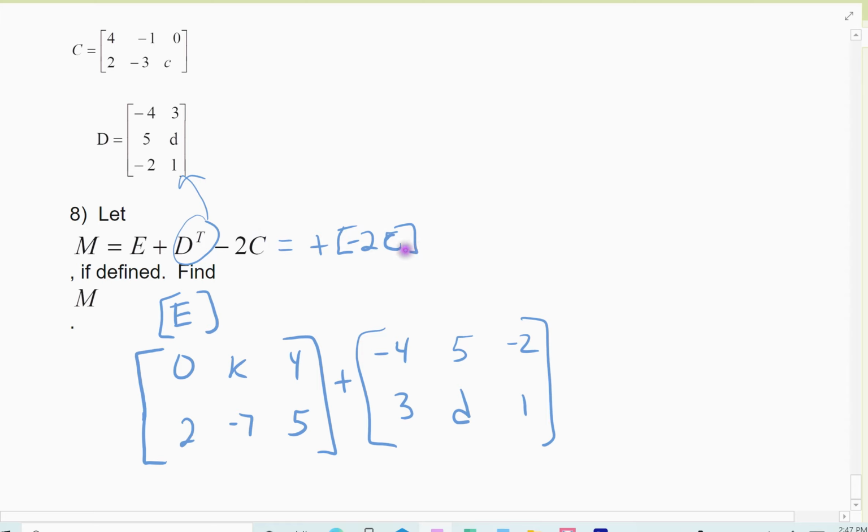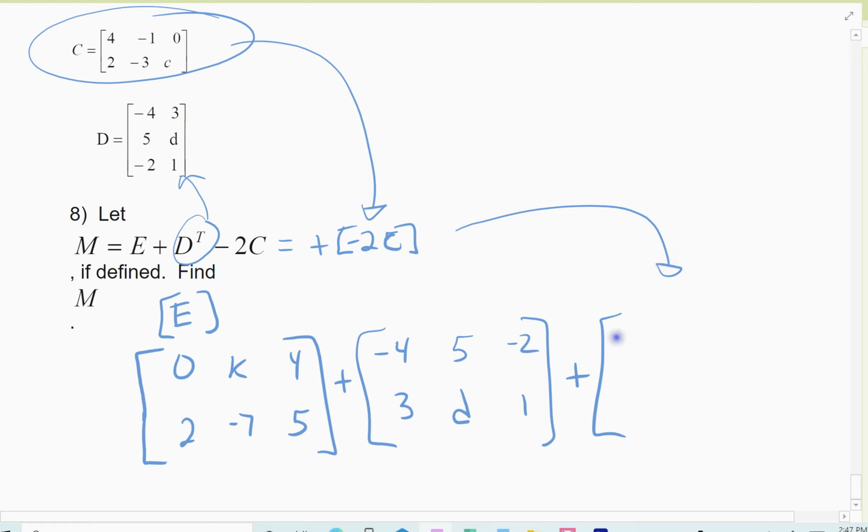And then the last thing I'm going to do is change this to plus negative 2 times C. So I'm going to add, taking my C matrix and multiplying it through by a negative 2. Alright, so again, that's what I'm going to write over here. So I'm going to get negative 8, negative 4, positive 2, 0, positive 6, and negative 2 times C, which is just negative 2C. Alright, so there is my E, my D transposed, and my negative 2C all written out.